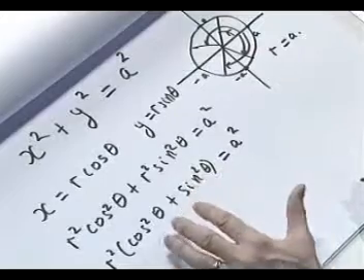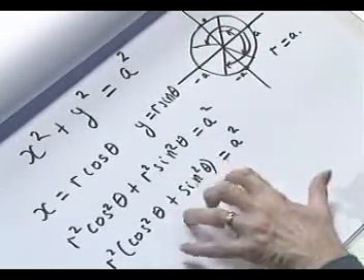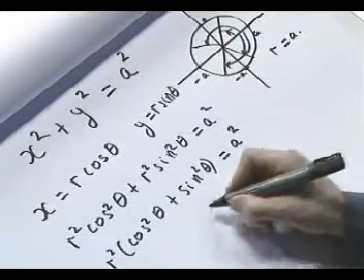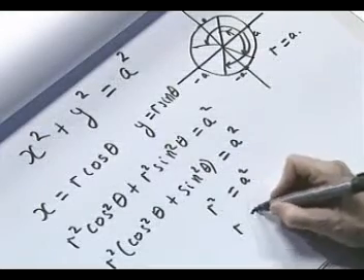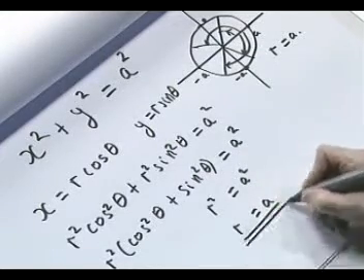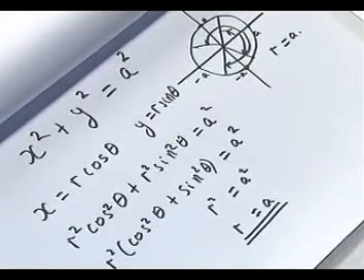Now, cos squared plus sine squared is a well-known identity. Cos squared plus sine squared of the same angle is always 1. So this just reduces to r squared equals a squared, or r equals a. R is a constant, which is what we predicted through looking at the situation there.